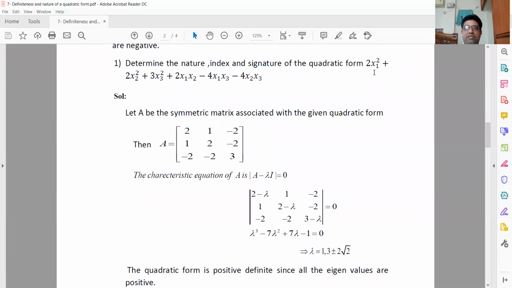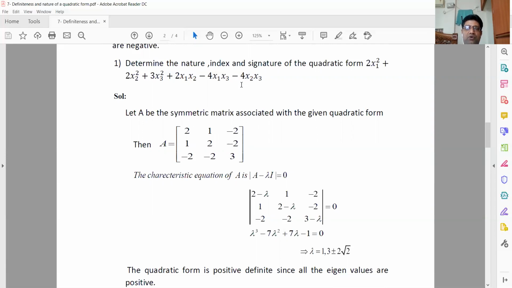So A equals, first list out the principal diagonal entries. What are the principal diagonal entries? They are the coefficients of the square terms. So 2, 2, 3. And the remaining: 2x1x2 represents first row, second element, half. You have to make it half. First row, second element is 1, and similarly, second row, first element is 1. That means the 2 is split into 2 parts, 1 and 1. Similarly, make this minus 4 into 2 parts, minus 2 and minus 2. One minus 2 goes for first row, third column. Another minus 2 comes for third row, first column.